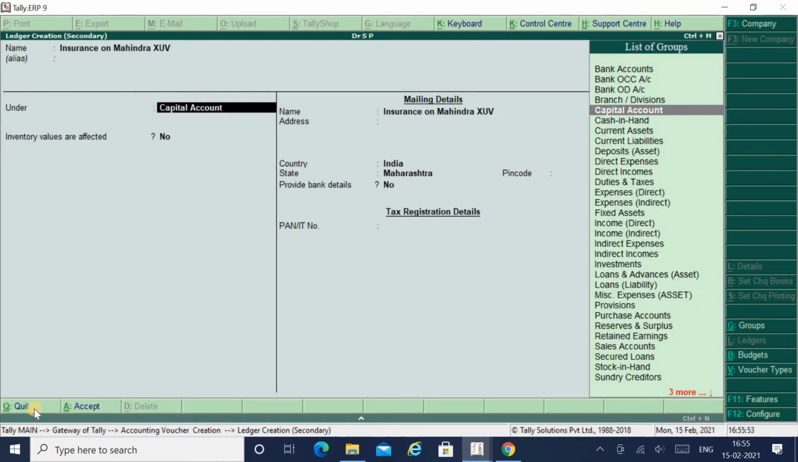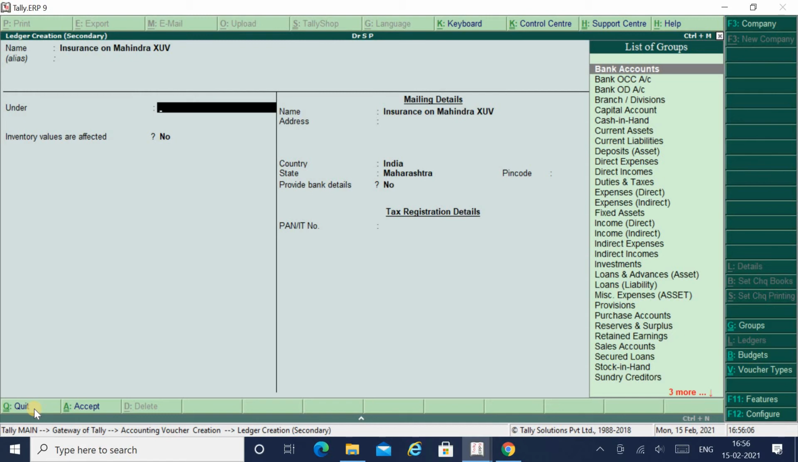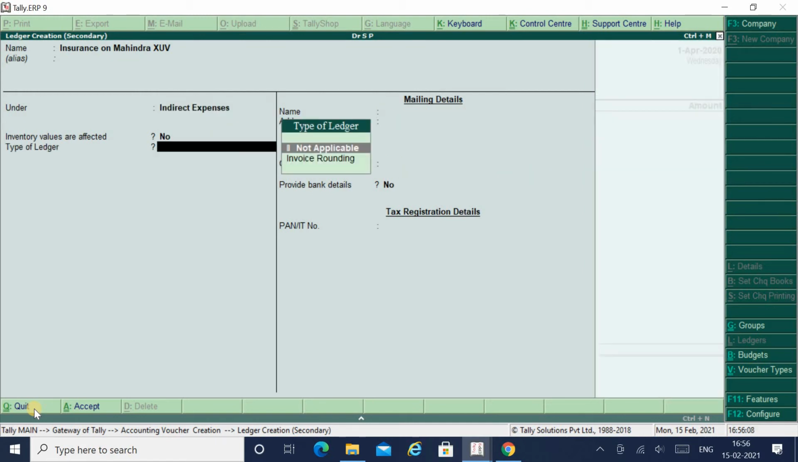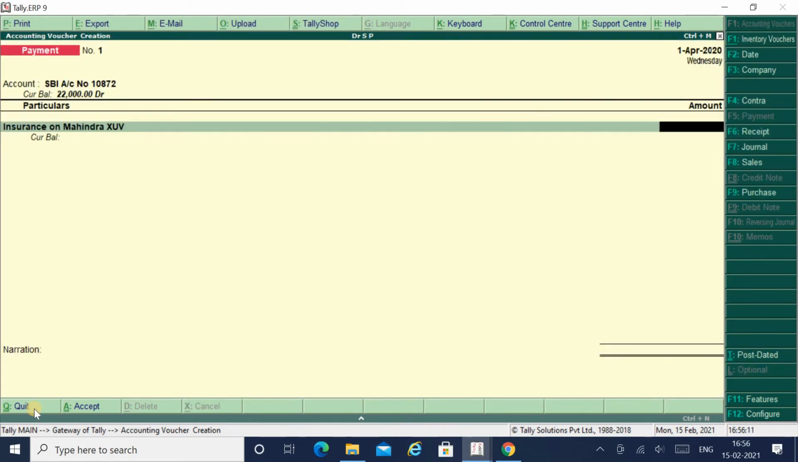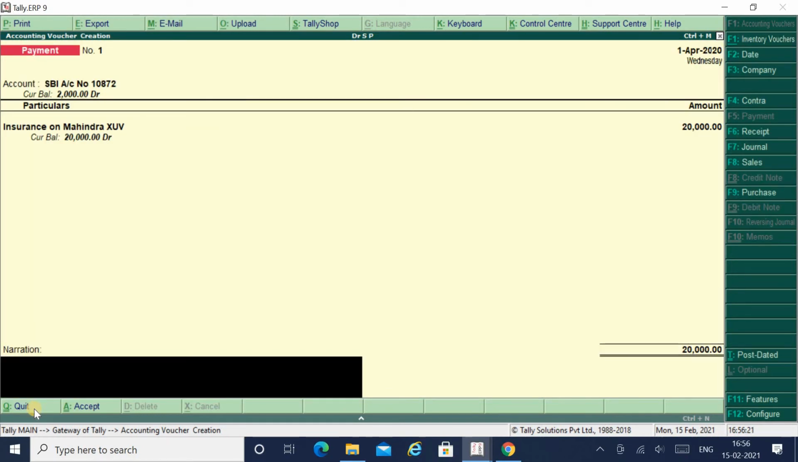XUV. As you can see, the Mahindra XUV is recorded in my books of account, that is, the asset exists in my books of accounts, so I can directly make it deductible. I have to group it as indirect expenses and it will be deducted from my business records, that is, I can show it directly in my profit and loss account. As I said, I paid 20,000 on the Mahindra XUV by cheque. Here you can write the cheque number as well as the narration, being insurance expense paid.